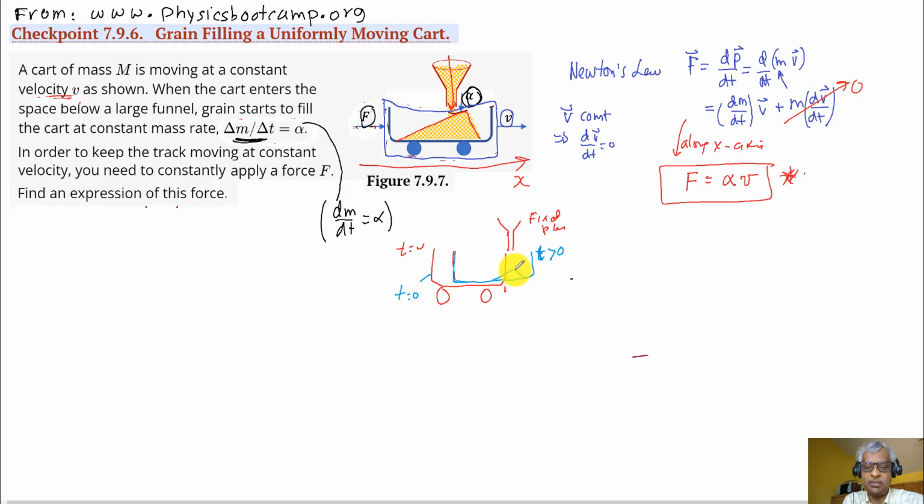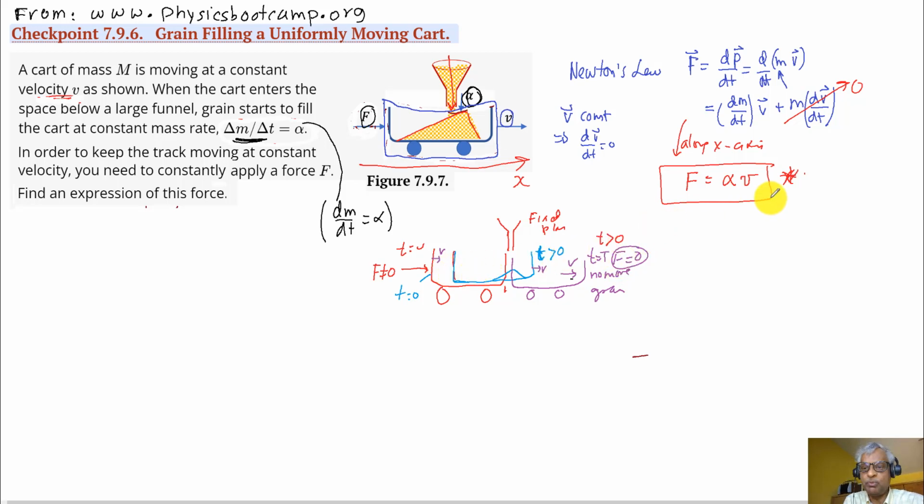But at some point, this thing will actually move to the right, and at this point no more grain is falling. So this is t equals t. No more grain is falling, and it's still going at speed v, this is going at speed v, and this was going at speed v. So you can see that at t equal to 0, you don't need any force because acceleration is 0 and mass is not changing. Both of them are 0. At t greater than t, you don't need any force. Force is 0.